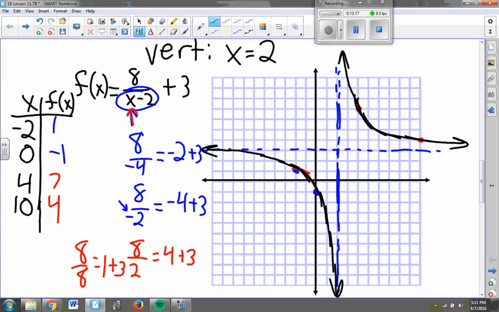Okay? If you have questions about the process of creating these graphs, please make a note to ask me in class tomorrow. But it all starts with our asymptotes and then a little table of values, some on the left, some on the right.